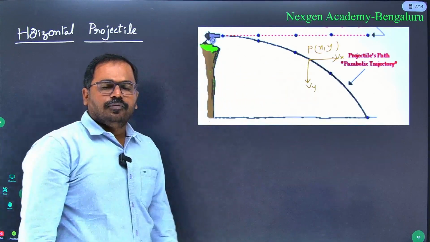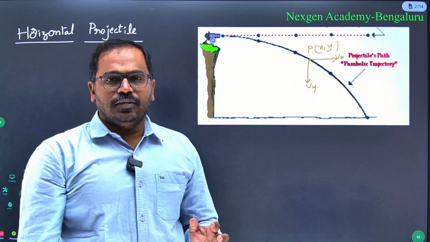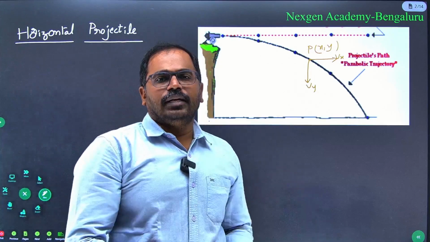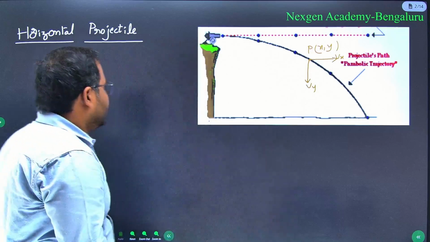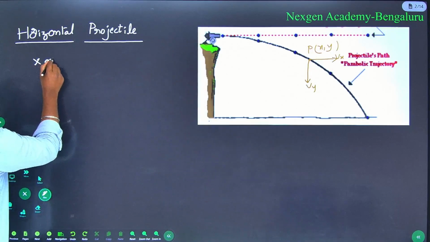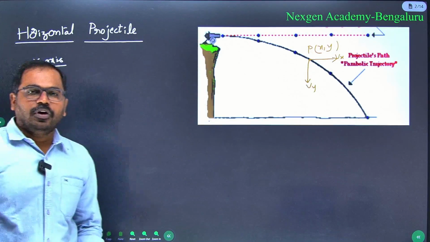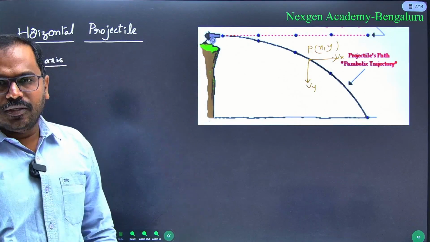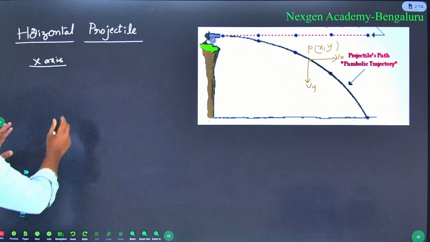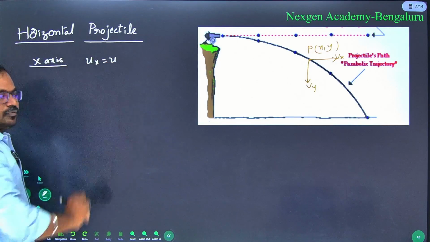So here also we have to discuss the topic in two directions: one is the horizontal direction, one is the vertical direction. Let me take the horizontal direction first. Along the x-axis, which means along the direction of projection, the direction in which the body is projected, we are taking that direction. So initially the body has the velocity ux is equal to u.